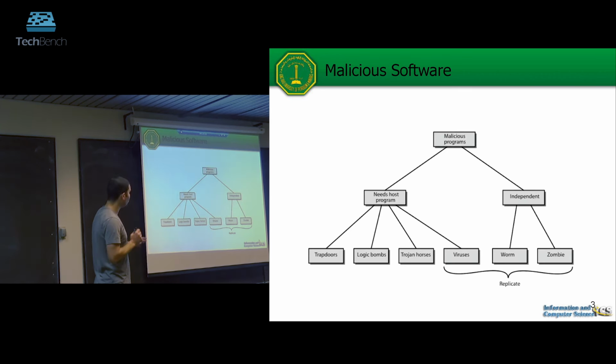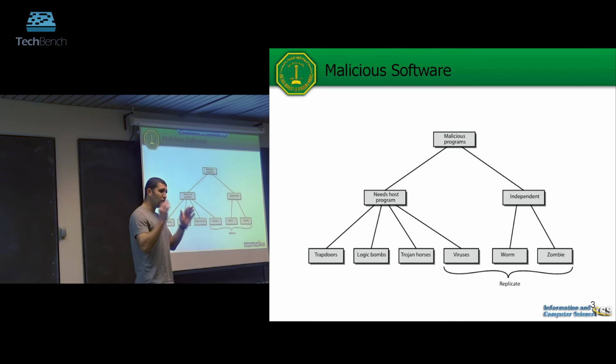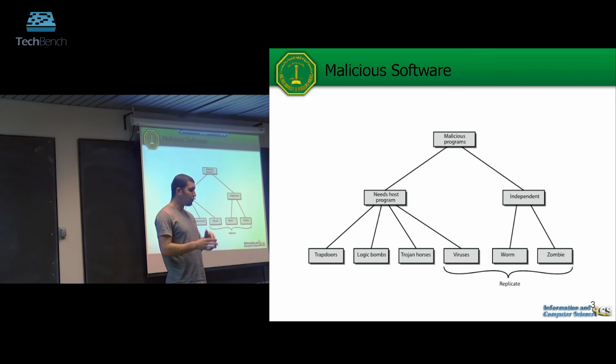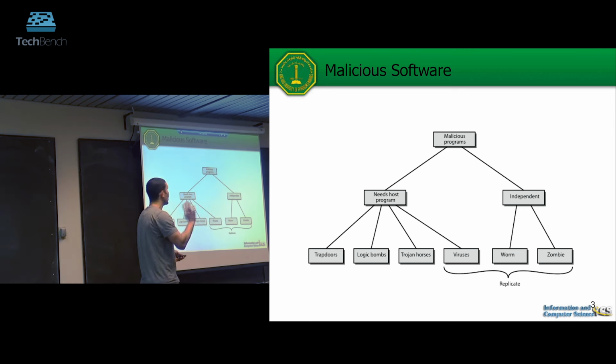There are a lot of types of malware. Every day we have a new name for a malware. Whenever you see something that ends with "ware," it's a new type of malware. This is an example of classification. It contains the major types of malware.